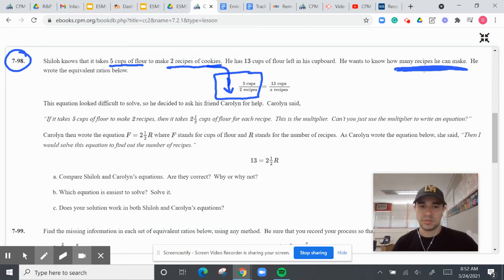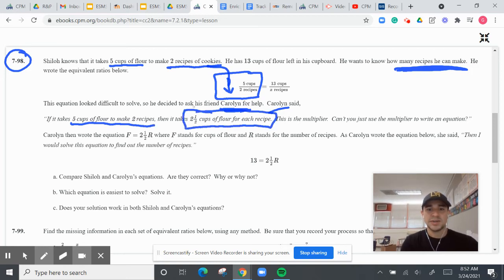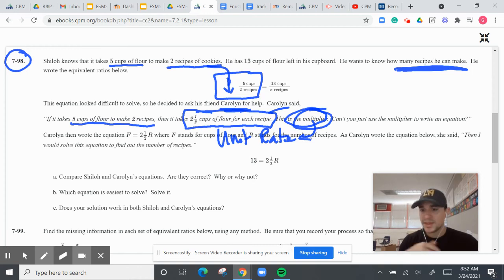So here's a proportion that we can have. This equation looks difficult to solve. So we asked our friend Carolyn for help. Carolyn said, if it takes 5 cups of flour to make 2 recipes, then it takes 2.5 cups for each recipe. That's our unit rate. Ooh, I love this. Which is the multiplier. Now, multiplier and unit rate are pretty much the same thing. It's what you multiply by. Can you just use the multiplier to write an equation?